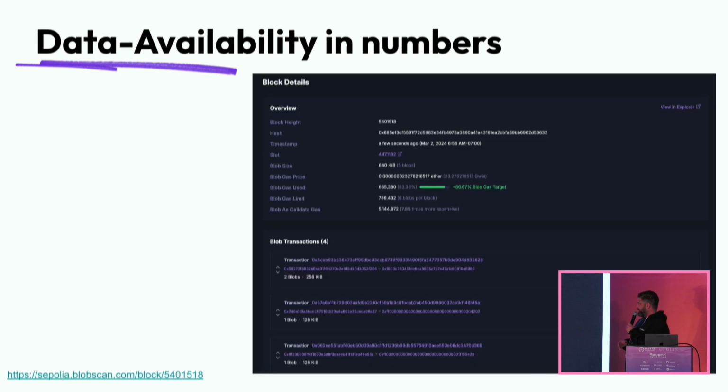So, for instance, it's hard to see, but I will try to explain it. This is a screenshot of Blobscan, a website in which you can take a look at the blobs that are happening. This is, for instance, something in Sepolia. And here, even though it's hard to see, mainly we have, if I'm not wrong, 5 blobs. One is not in the screen.